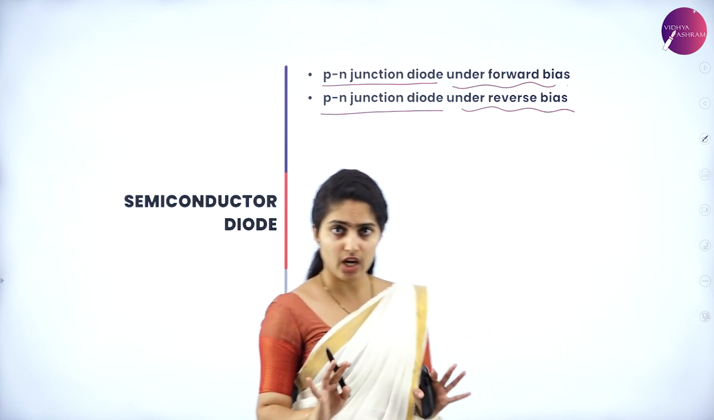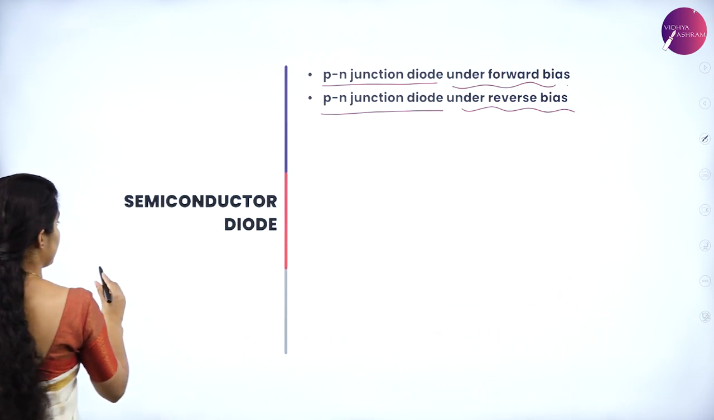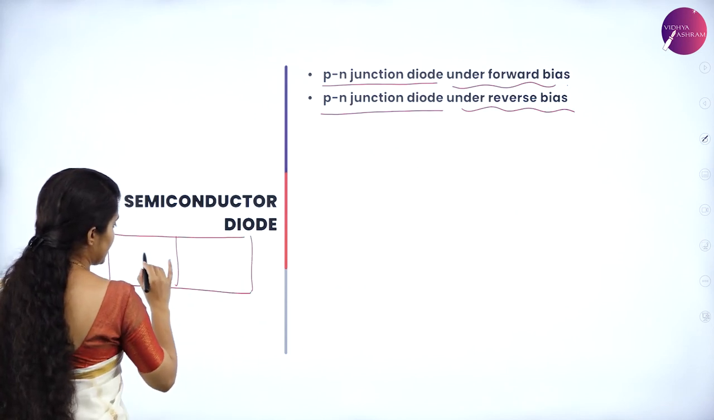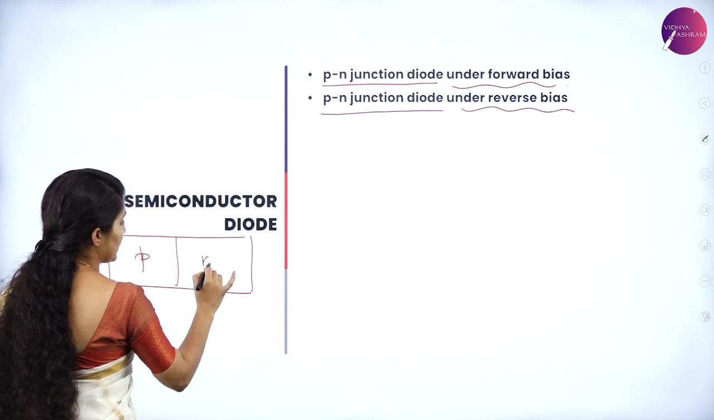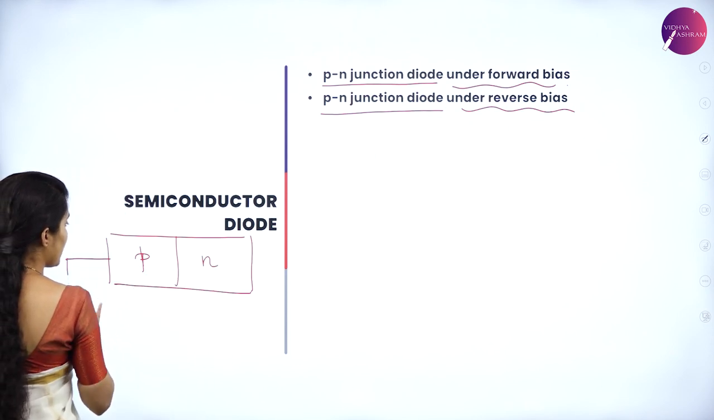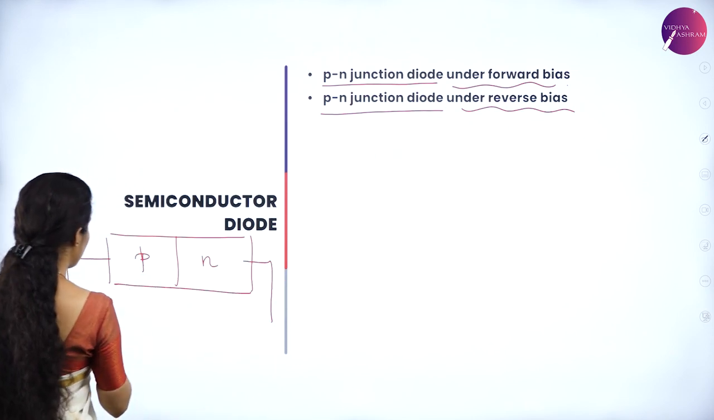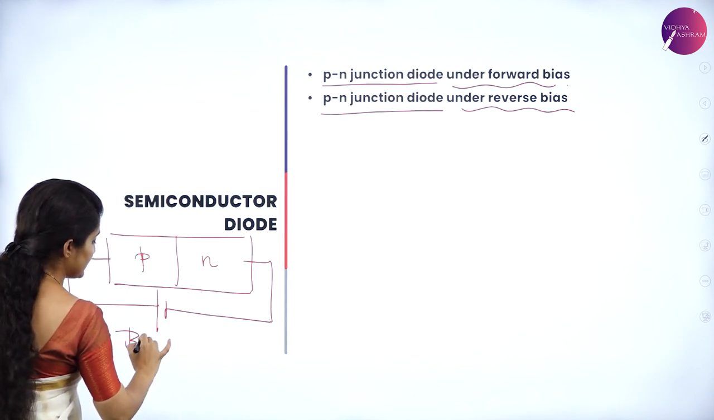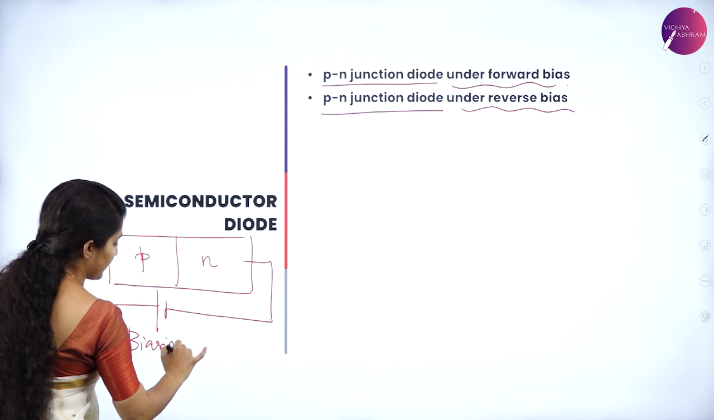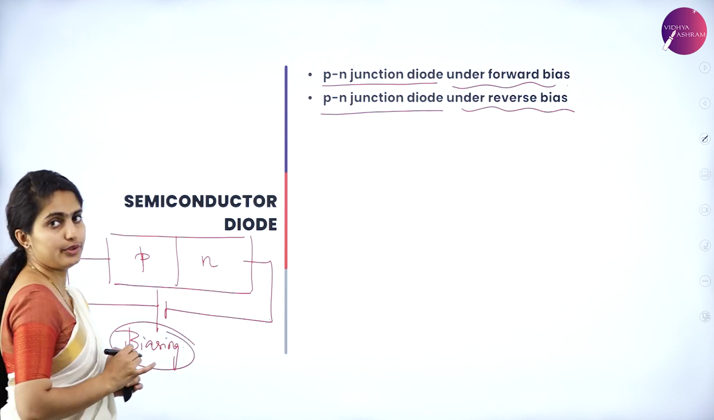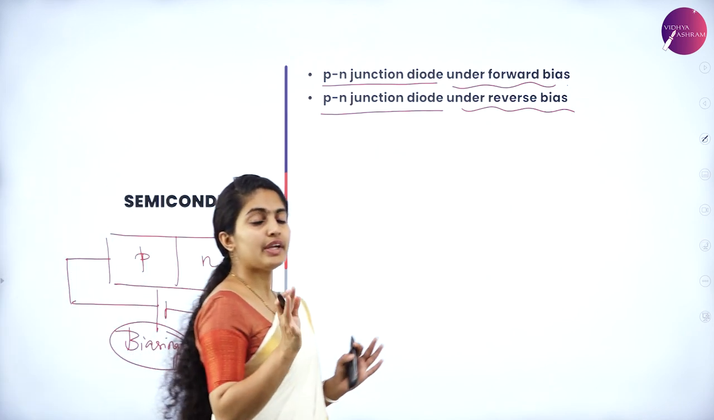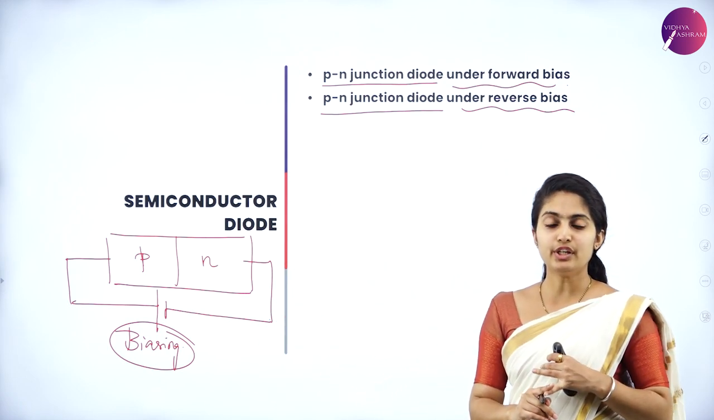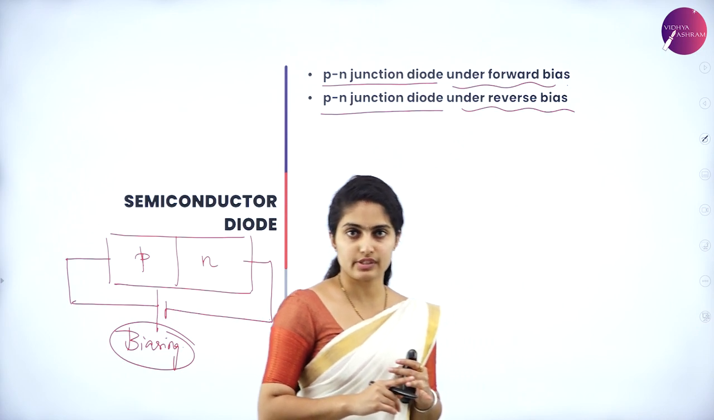Simple. So you have a diode here. Let me consider this as one diode, with a P-type semiconductor and an N-type semiconductor. Both are connected to a battery. This is known as biasing. I hope it's clear to you. So now we have to deal with two types of biasing. One is forward biased and another one is reverse biased.